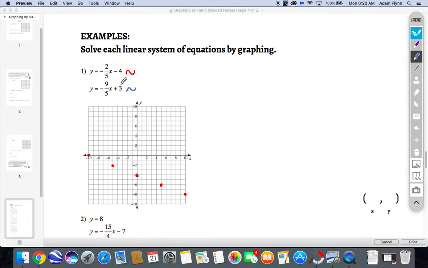Now time for my blue line. The y-intercept is +3, and the slope is -9/5. So I will go down 9, 1, 2, 3, 4, 5, 6, 7, 8, 9, and to the right 5. Both of these lines have negative slopes, so that means they are both going down from left to right. Now I will connect these. Start with my blue line.